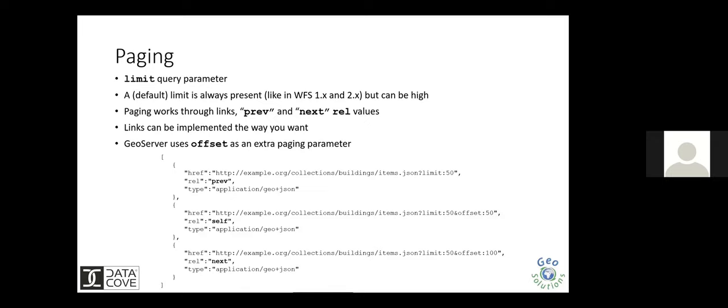So how do we navigate by these links? We always have a limit parameter, because if you access an endpoint and say, give me everything, this could be way too much. So you can either specify the limit, or there's a default limit there, which can be fairly high. But in most cases, you will not get all of the data in one download. You will get a certain number of features. How do you get the next ones?